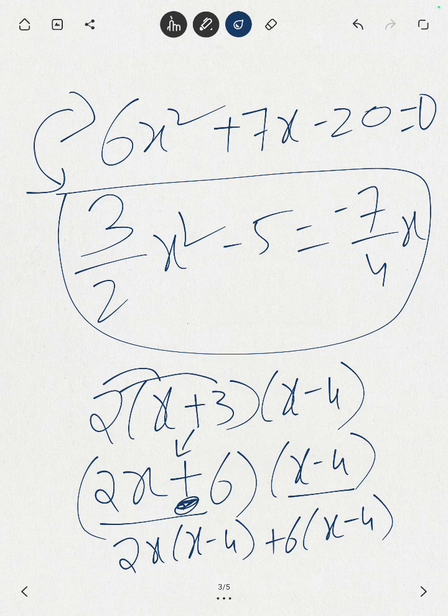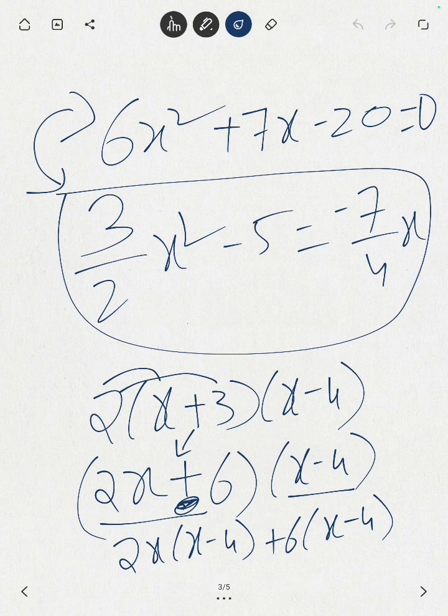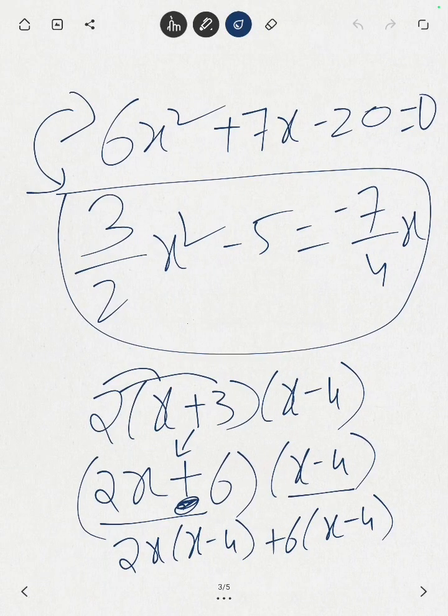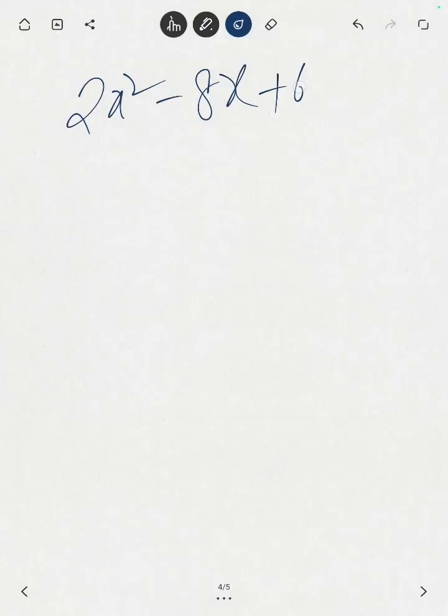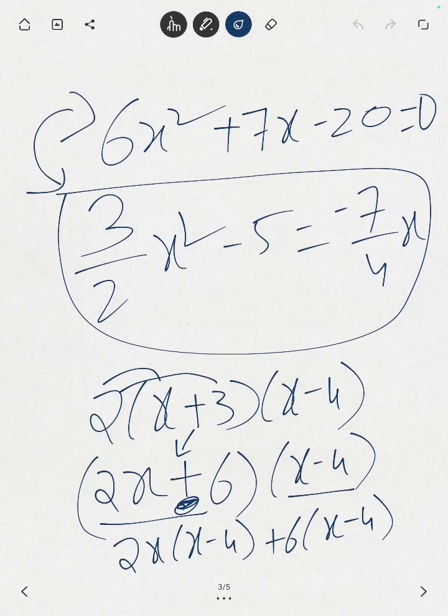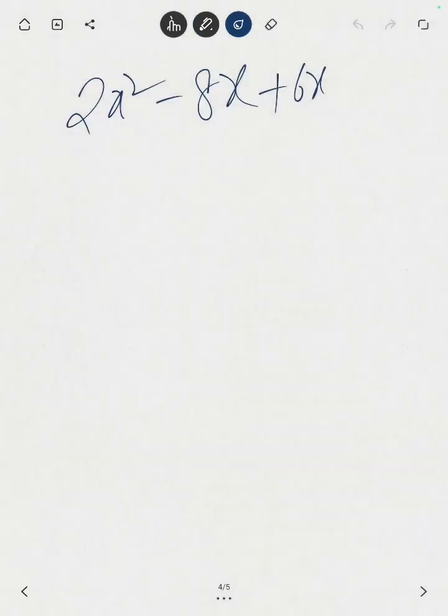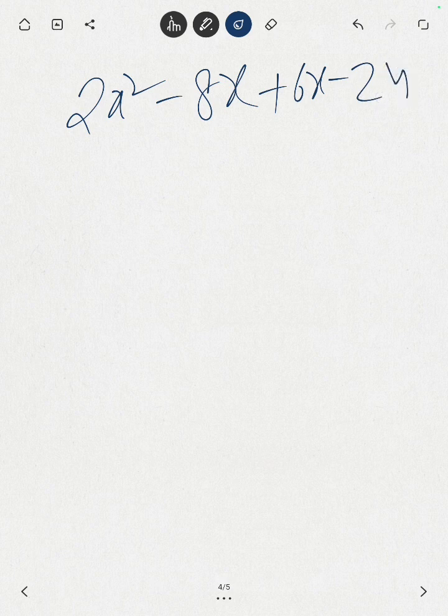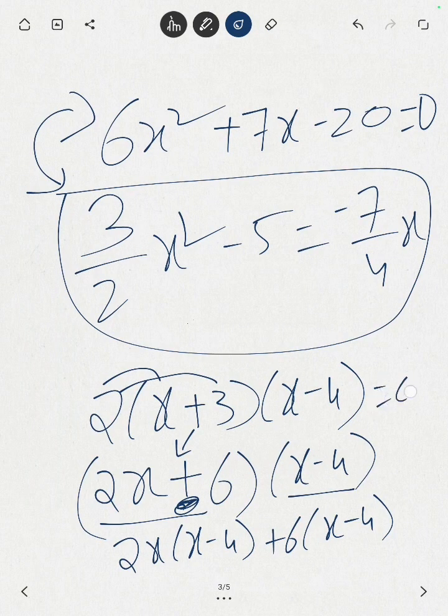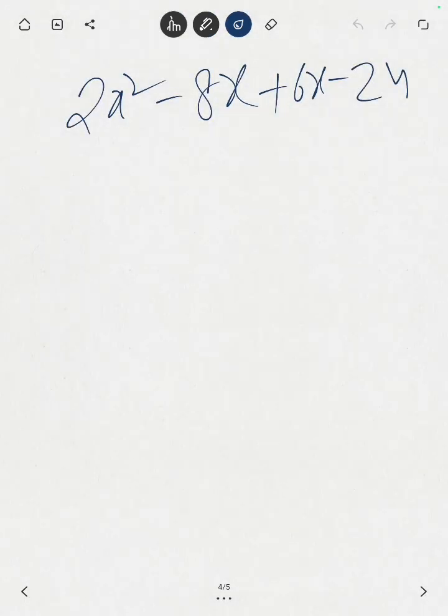Now what is 2x into x? 2x square. 2x into minus 4, minus 8x. Plus 6 into x, plus 6x, plus 6 into minus 4, minus 24. As it is the equation, please mention 0 here, equals 0. So try to simplify this.